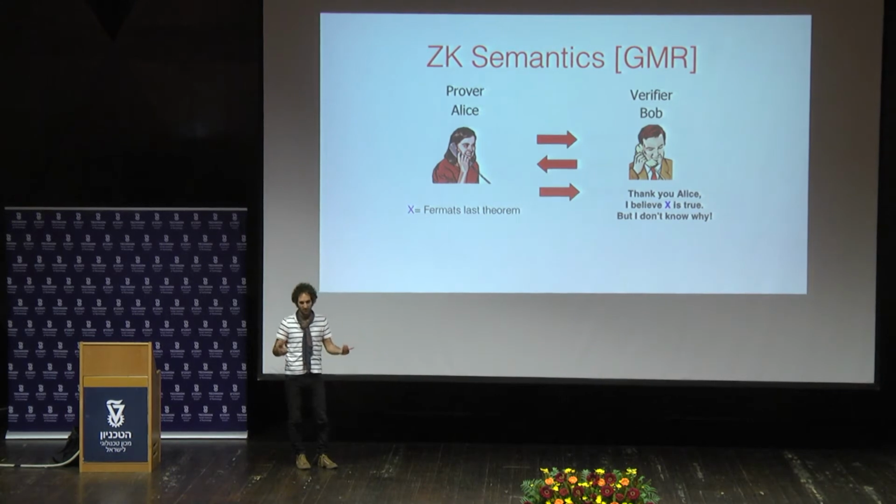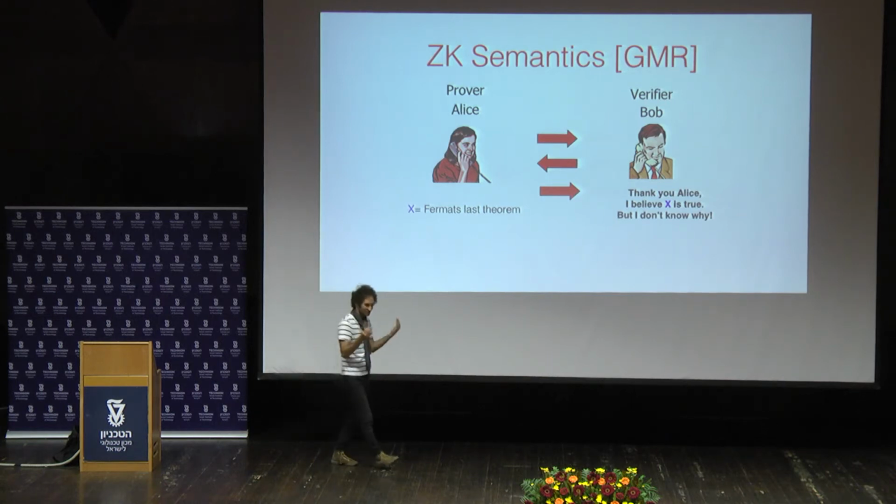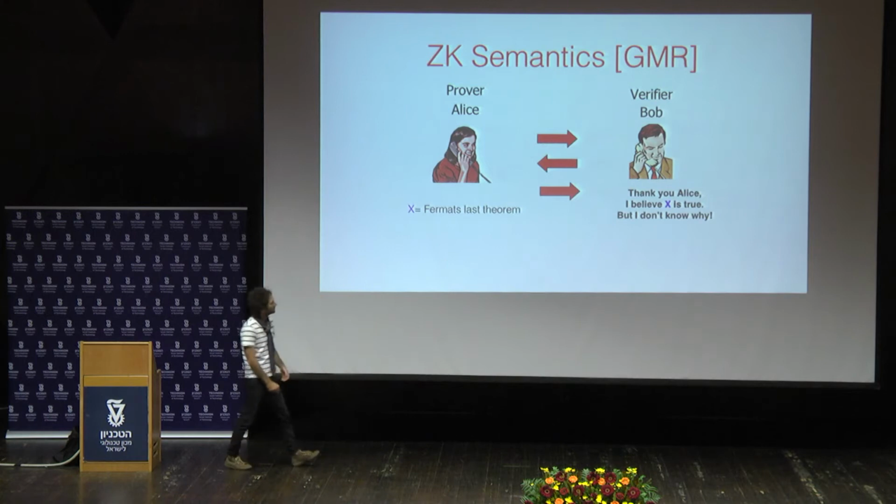There are two key properties here. The first one is soundness, that Bob should not be convinced of any false statements. And the second one is zero-knowledge, that he should not learn anything else except for this fact. Okay? So, he knows it's true, he believes it, but he doesn't know what.